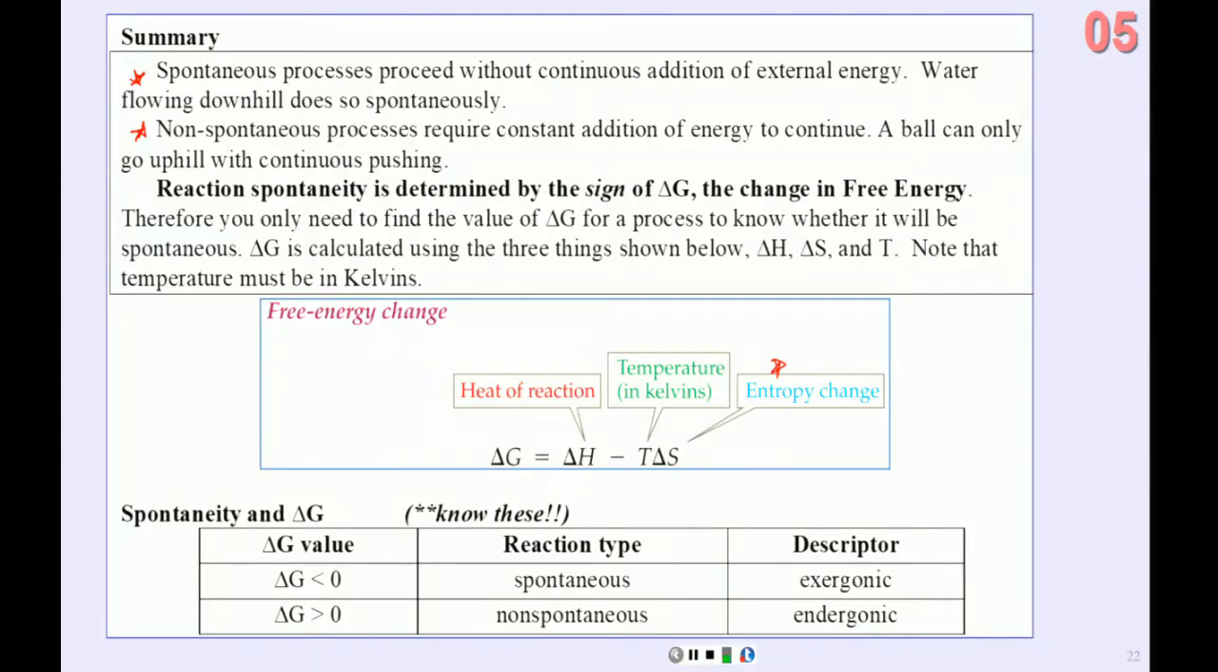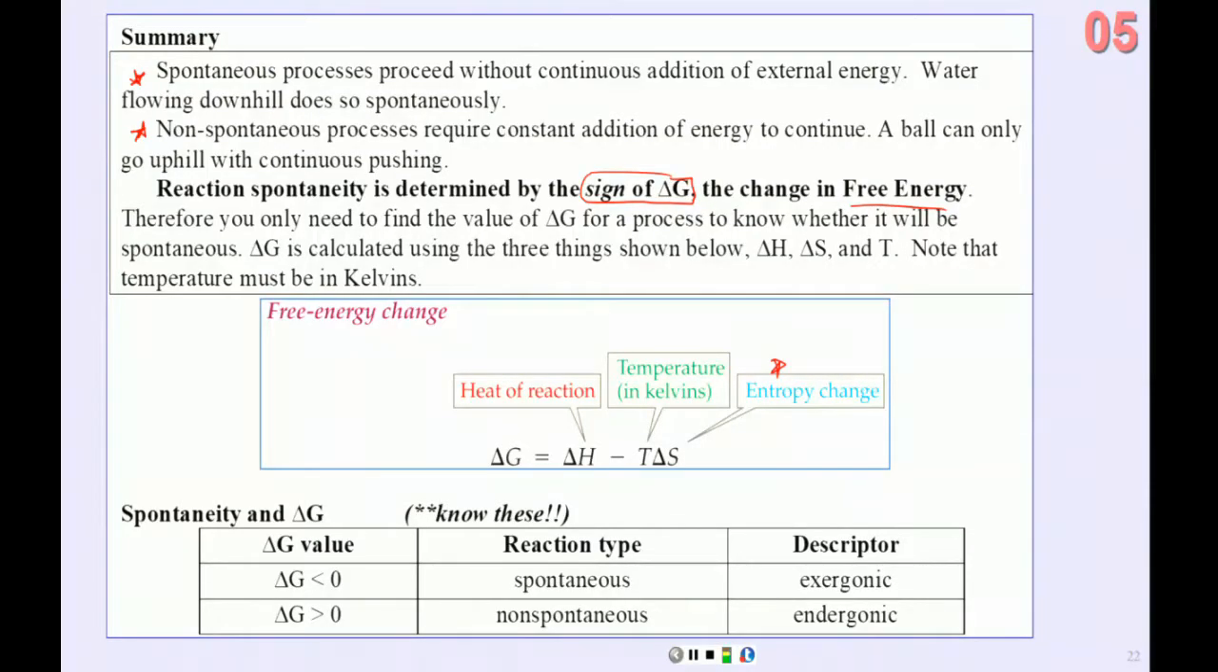So reaction spontaneity is something else. It's only determined by the sign of the value of delta G, the change in free energy. Delta G is called free energy, and that is what you are looking for in these processes.